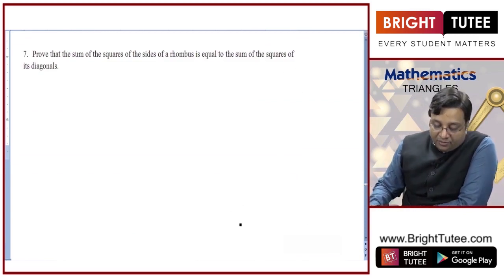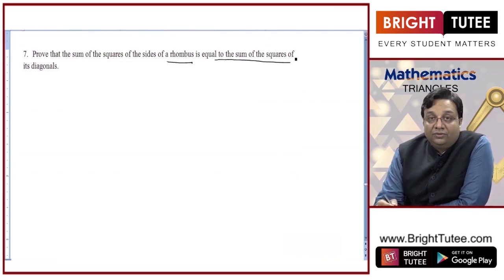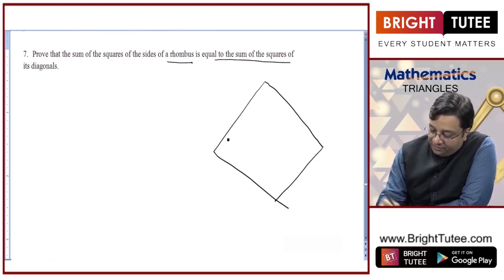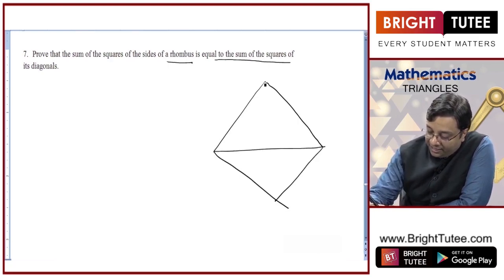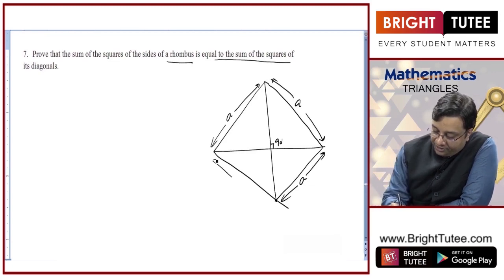Prove that the sum of squares of sides of a rhombus is equal to the sum of squares of its diagonals. So, in case of a rhombus, where do I have a 90 degrees angle? In case of a rhombus, all four sides are equal and its diagonals are inclined at 90 degrees to each other. So, if this side is A, this side is also A, this is A, this is also A.